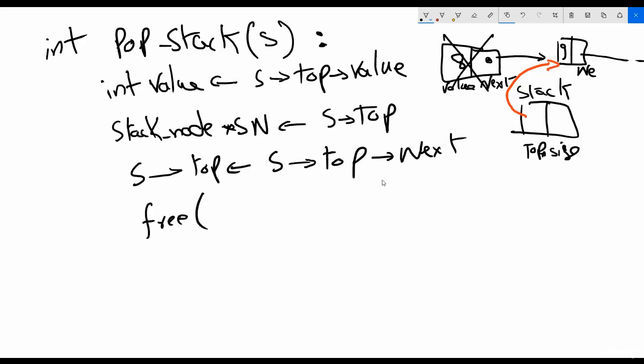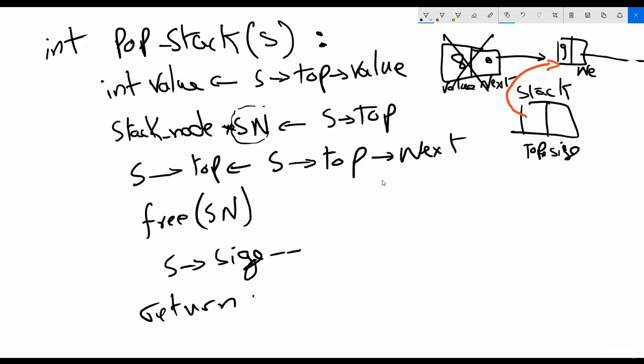And we know that that node is stored at a pointer called SN. So we're going to free SN. And of course, we have to decrement the size. So the size property gets decremented by 1. And the final thing we have to do is to return the value that we have extracted. And basically that's it, the function.